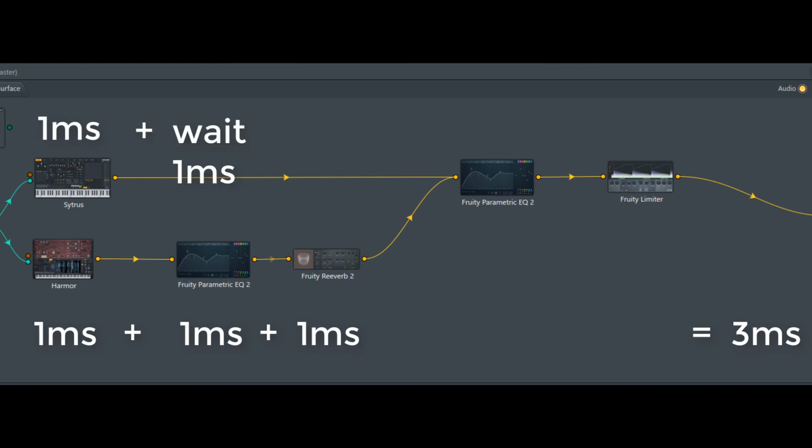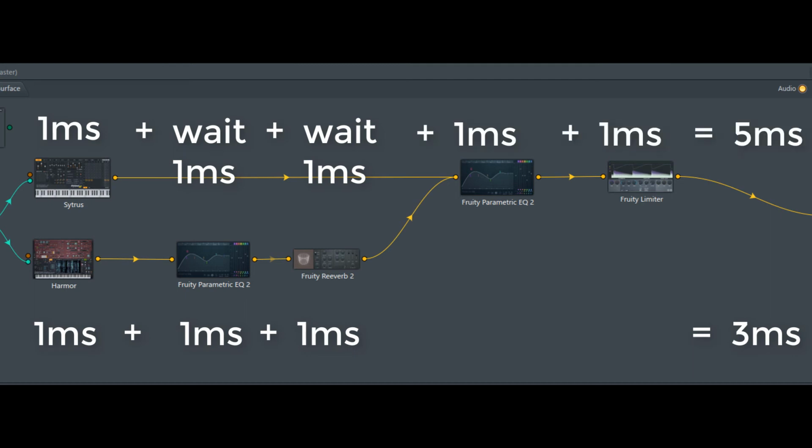Plus wait for EQ2, 1 millisecond. Plus wait for the reverb, 1 millisecond. Plus 1 millisecond for EQ1. Plus 1 millisecond for the compressor. 5 milliseconds on chain 1. Chain, and therefore core 1, now needs nearly double the time to finish the whole processing.